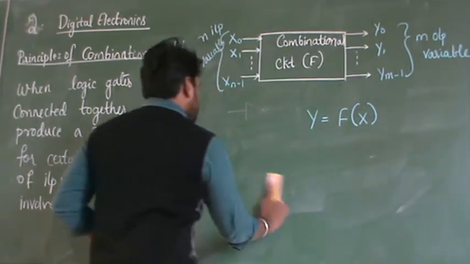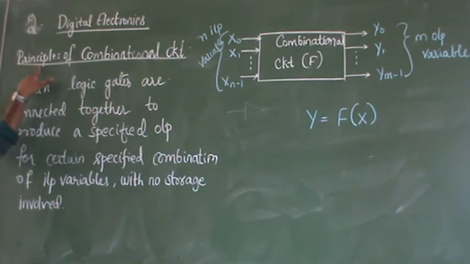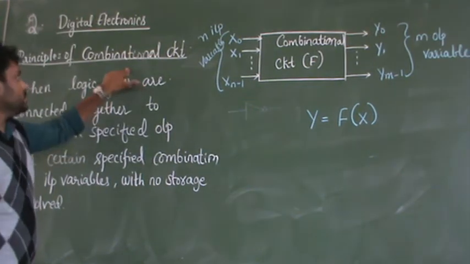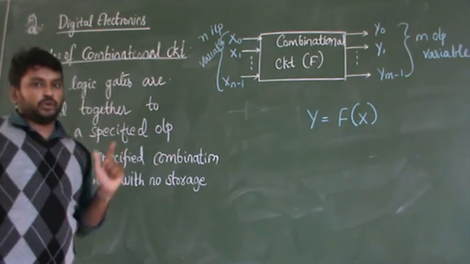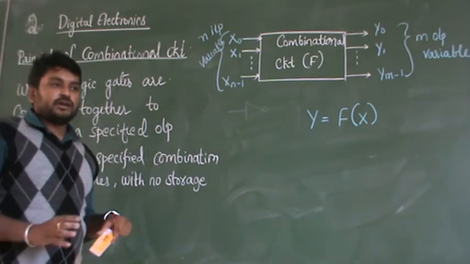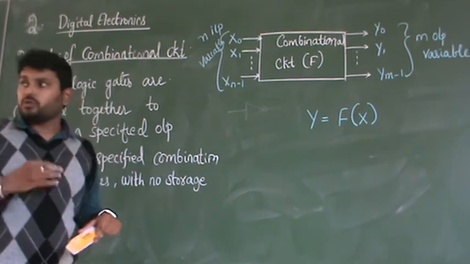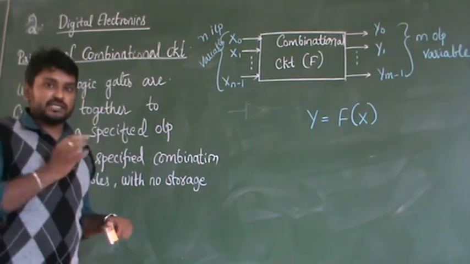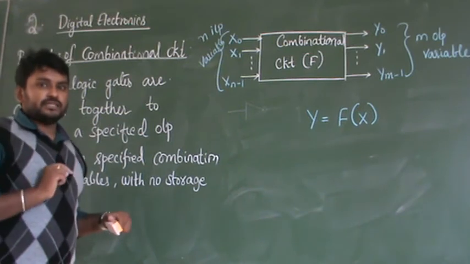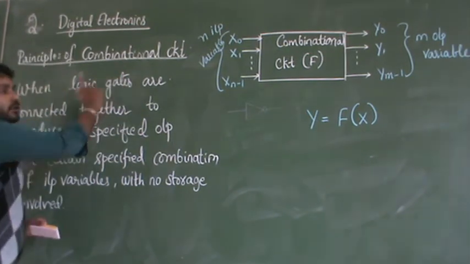Okay. So we shall come back here. The first important concept in module number 2 is the principles of combinational circuits. I cannot directly go to techniques like K-maps and Quine-McCluskey methods. Before that, you should understand what is meant by a sequential circuit and what is meant by a combinational circuit. So first we shall discuss what is meant by a combinational circuit.